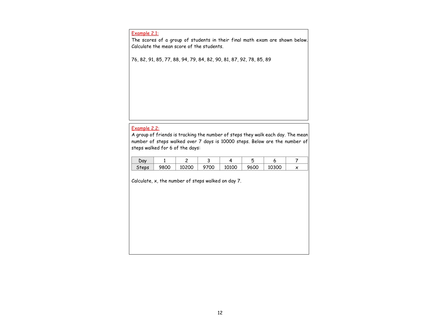To look at a few examples, example 2.1 says: the scores of a group of students in their final math exam are shown below. Calculate the mean score of the students. To answer this question, we recall the formula for calculating the mean. The mean is just the sum of all values divided by the total number of values.